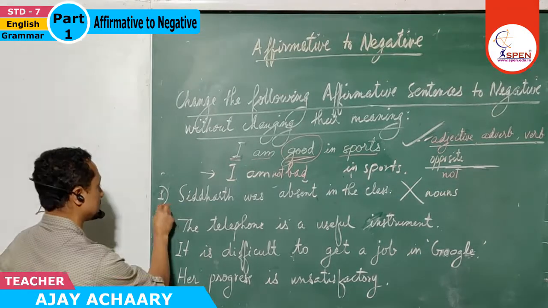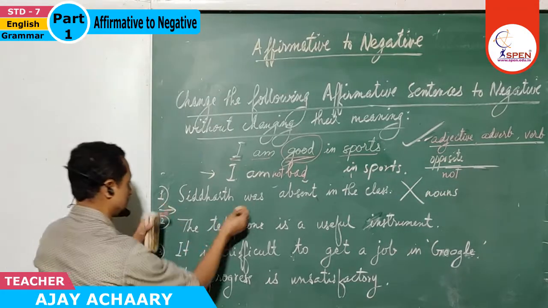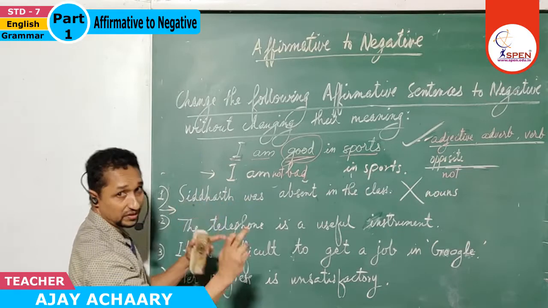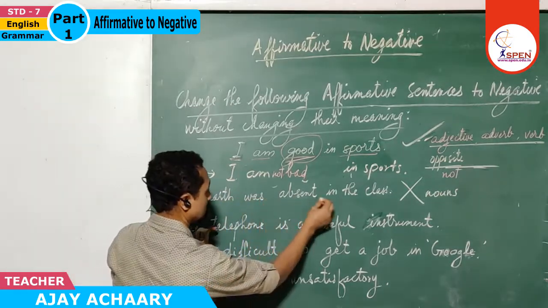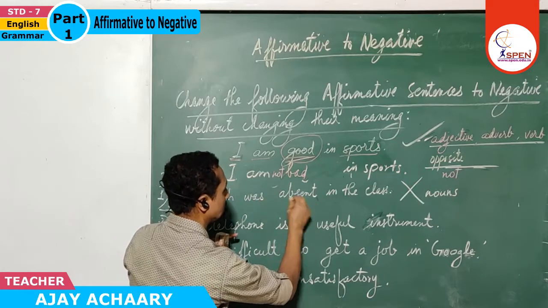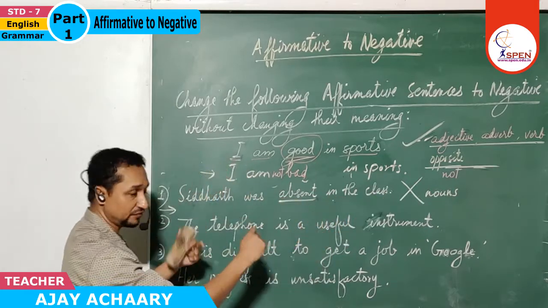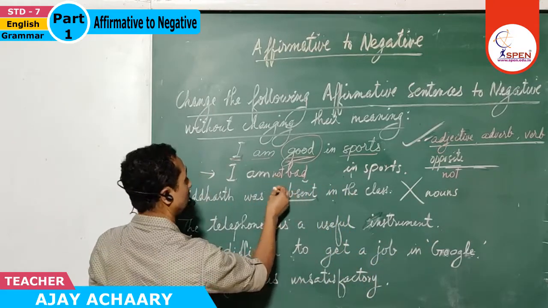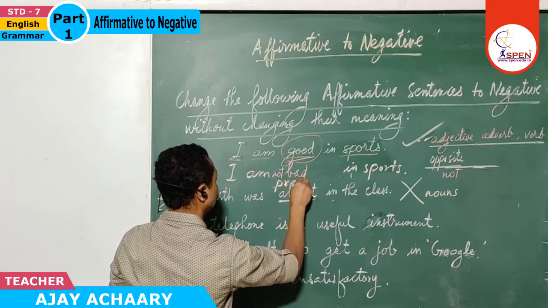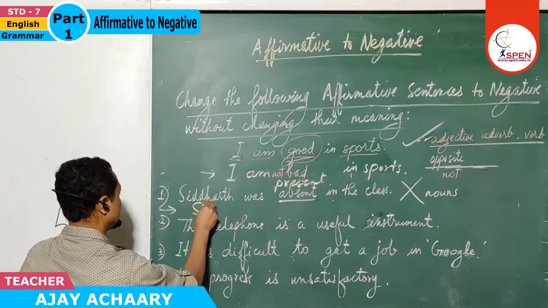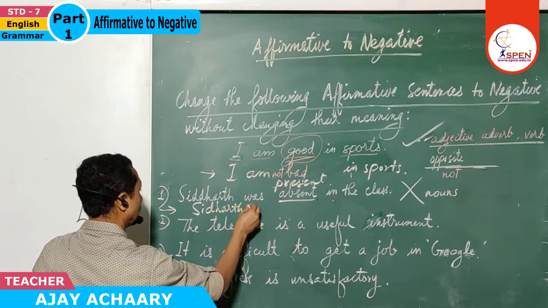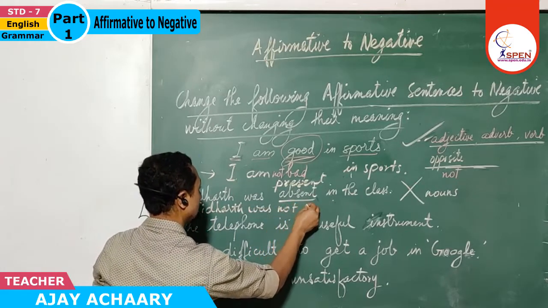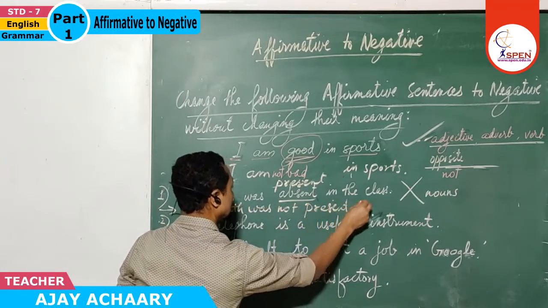Let us solve one more question. Siddhant was absent in the class. Siddhant, no opposite. Look for the word of which we can find the opposite. Was, no opposite is found. Absent in the class. Absent is the word; easily we can find its opposite. The opposite of absent is present. So let us try. Siddhant was, the negative word must be put, was not present in the class.